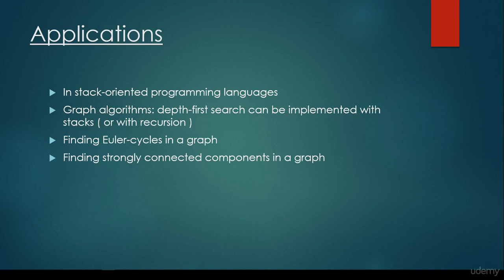So what about the applications of the stack abstract data type? Of course, in stack-oriented programming languages, we can use stack as an abstract data type. And lots of graph algorithms rely heavily on stack abstract data types, such as depth-first search, which can be implemented with the help of stacks. Okay, we can implement it with recursion, but we can implement it with stacks as well. Finding Euler cycles in a graph relies heavily on the stack abstract data type. Or finding strongly connected components in a graph. For example, for Kosaraju's algorithm, we definitely have to use a stack as an underlying abstract data type.